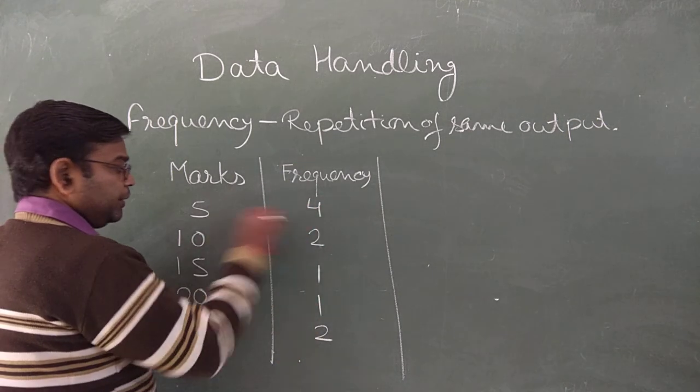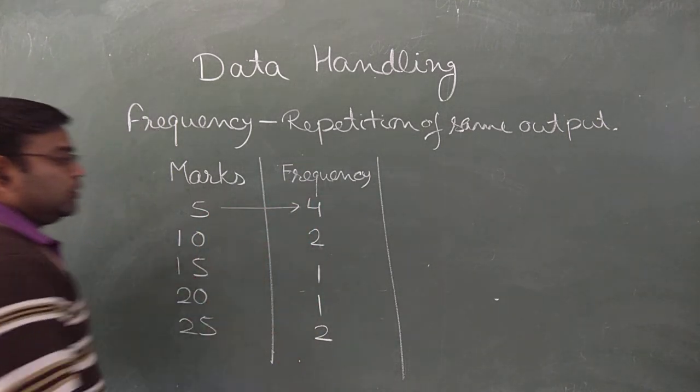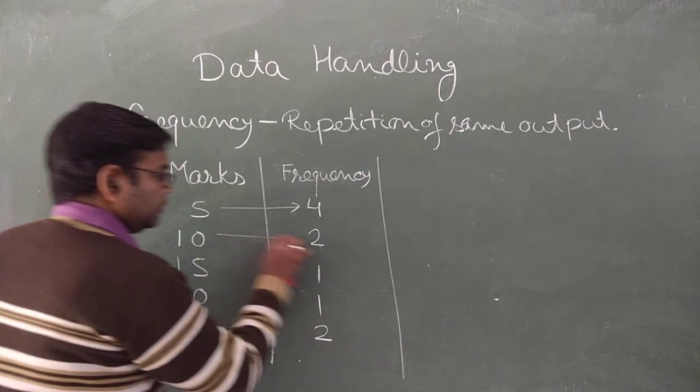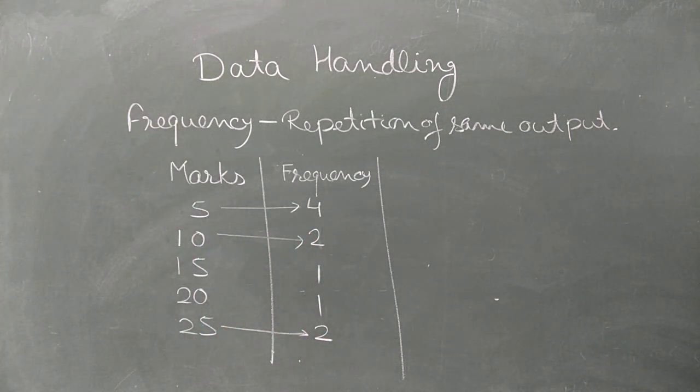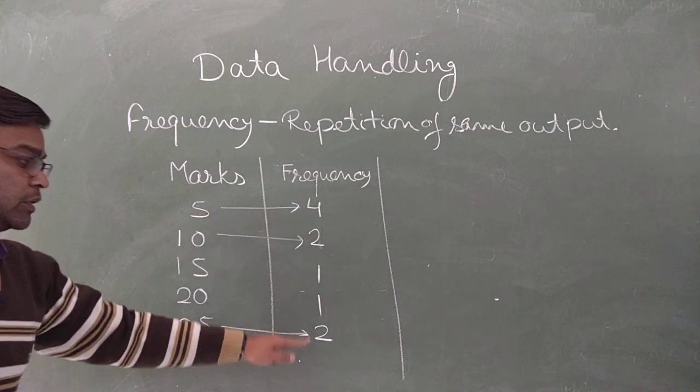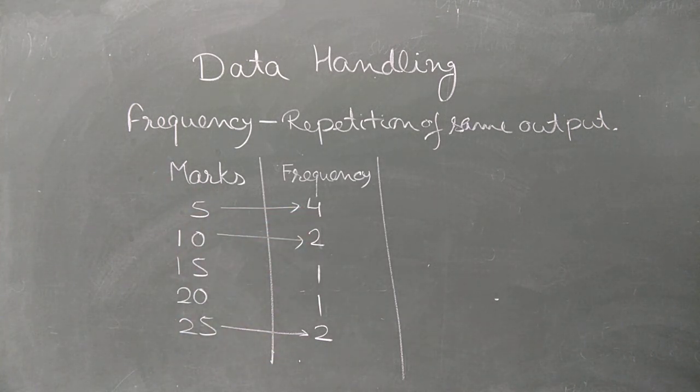This repetition of data in each output is known as the frequency of the same output. Hope this is clear to you. Tally marks we already discussed in class 6, so I am not going to discuss tally marks. Now move to the next topic.